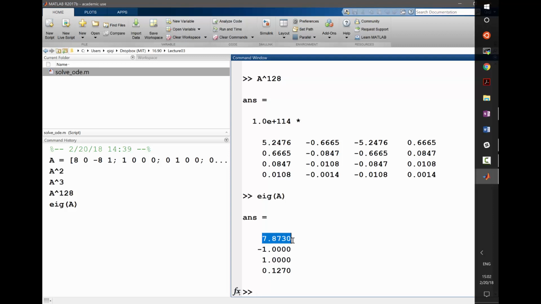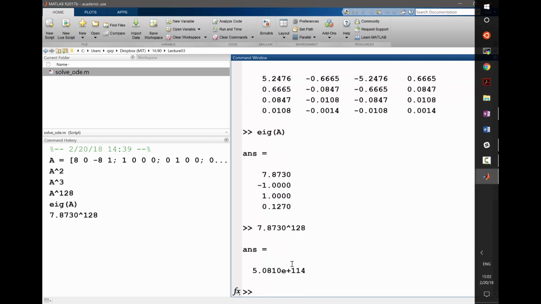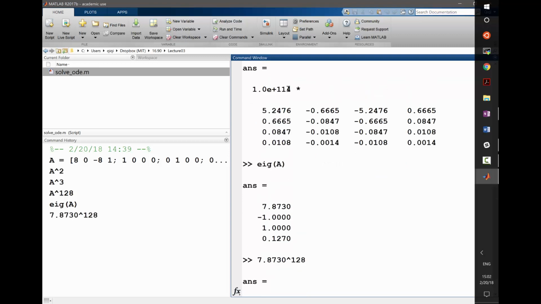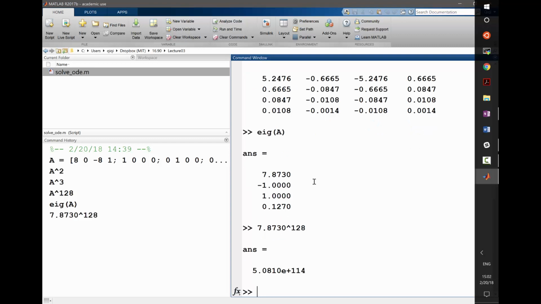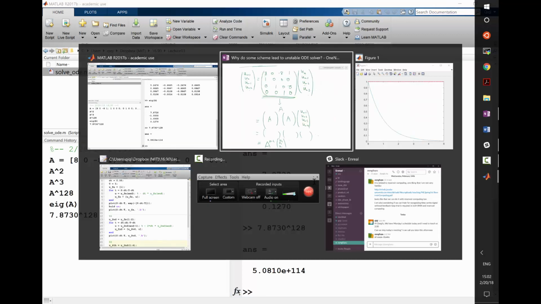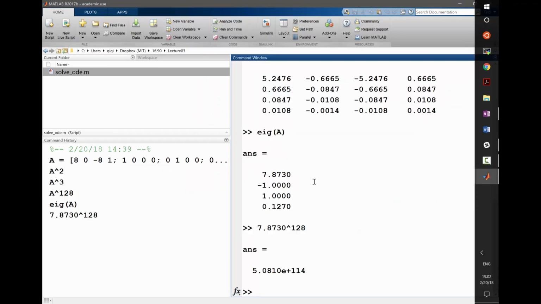Yes, it's the 7.8 that makes it blow up. And actually, if I take this eigenvalue to the 128th power, it gives the magnitude of this matrix. Why is that? On a very practical level, the eigenvalue with the largest absolute value is basically the speaker for the matrix. It represents how the matrix is going to scale when you take it to the highest power. All the other eigenvalues don't even matter.